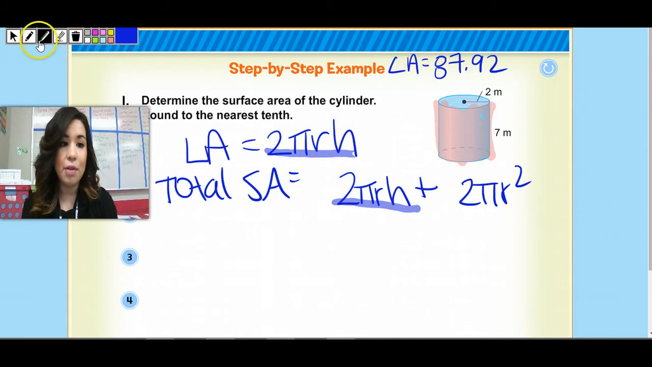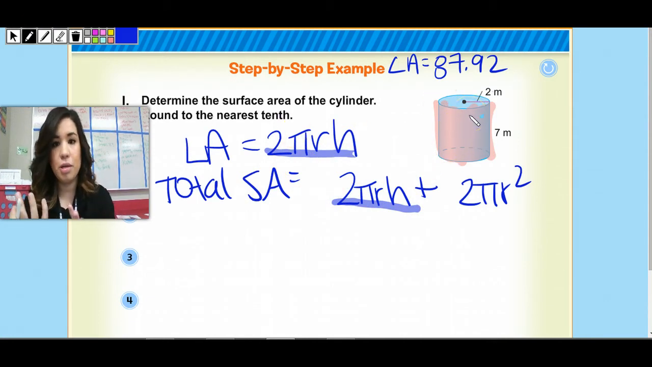Really how they came up with this formula is they said, we already found this rectangle part. Now let's just add the two bases, which is the two circles. We should know how to find the area of a circle, right? It's pi r squared. That's where this formula comes in. They're saying two circles, which is 2 pi r squared.